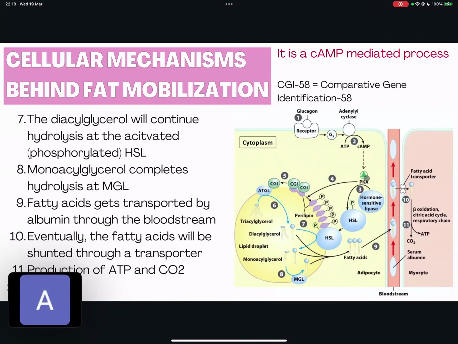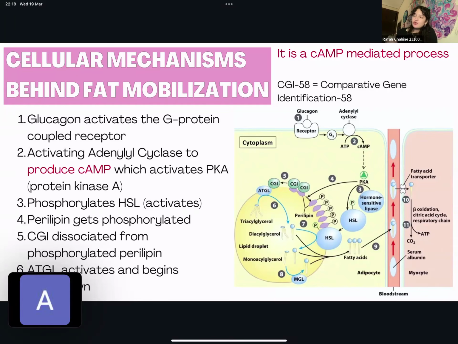Can you just repeat the whole cycle quickly, please? Okay, I got you. So in step number 1, we have glucagon, which we said was one of the hormones that gets secreted when our body needs energy, right? So glucagon will go and activate this G protein coupled receptor. When we activate this G protein coupled receptor, it will let its GS or G stimulant subunit go and activate adenylyl cyclase.